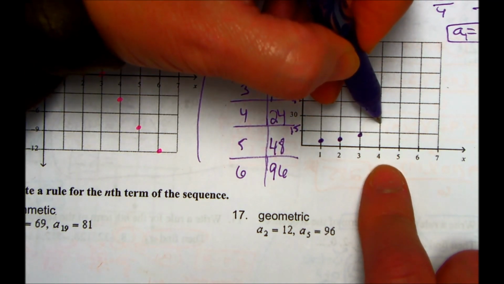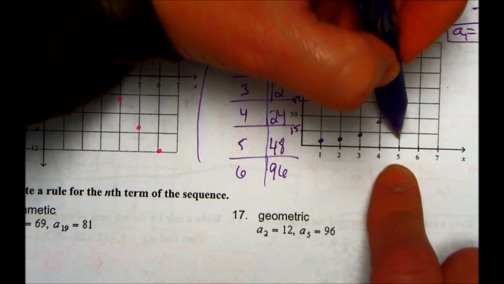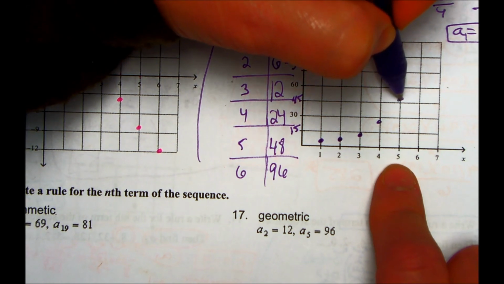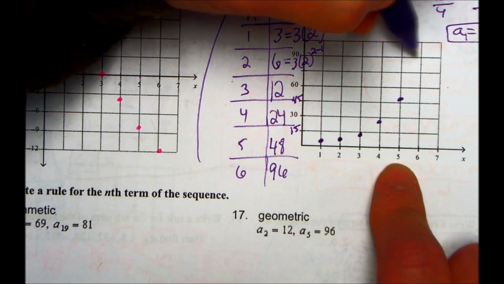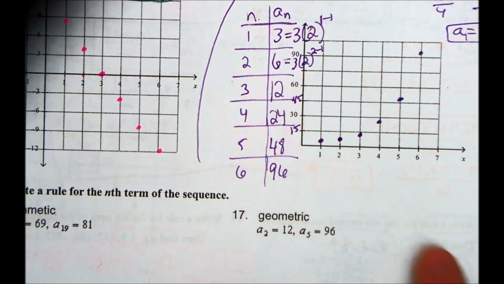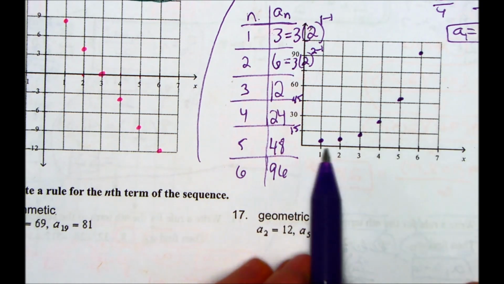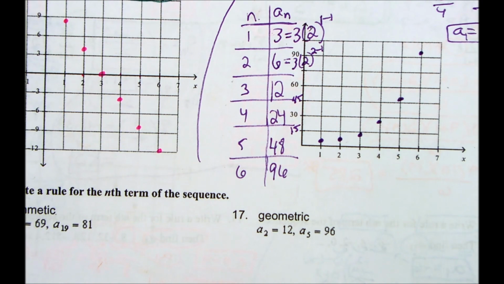(4, 24), make sure it's below the 30. (5, 48), now we're getting somewhere. So 45 was right here, so 48 would be a little bit above it. And then (6, 96) is going to be way up here. Here's your 90, so 96 would be a little bit above that. So again, do not connect the points. They are separated, it's not continuous, but you can see if we did connect it, it would look like an exponential graph.